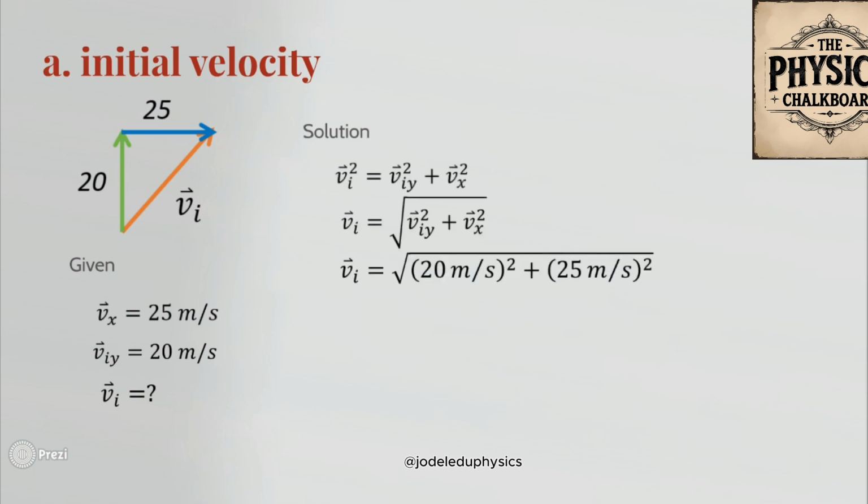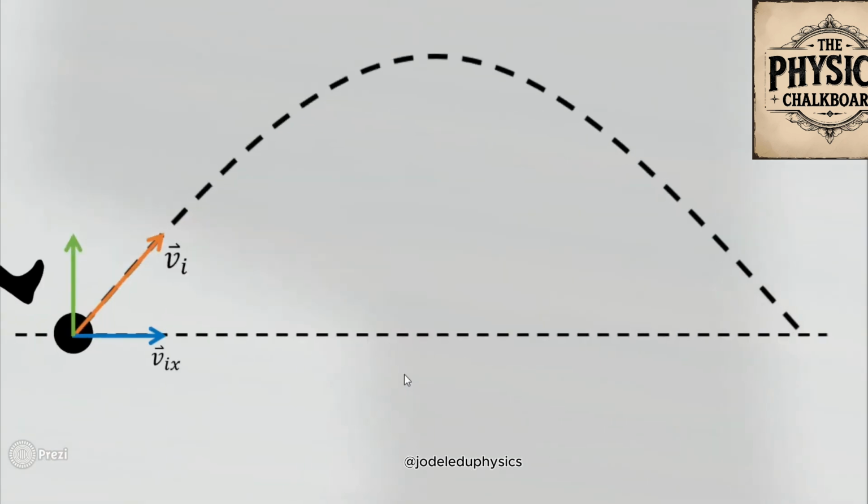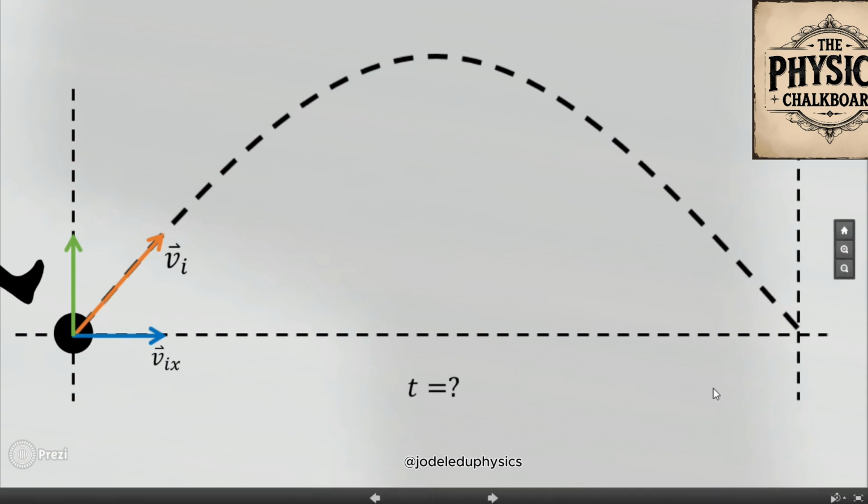Using Pythagorean theorem, we find that the initial speed is 32.02 meters per second. What's next? We need to determine the time of flight, the total time the football stays in the air, from launch point to landing point. What do we know about these points? By using the symmetry of vertical motion in freefall, we know that the vertical velocity at the landing point is the negative of the initial vertical velocity.